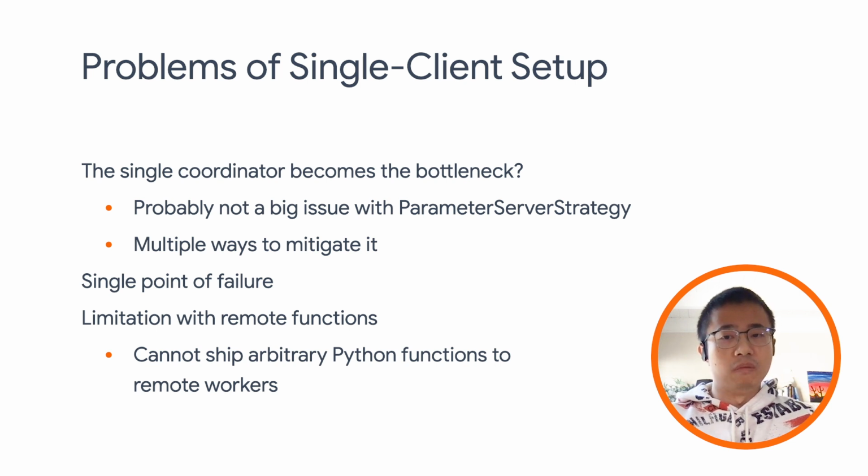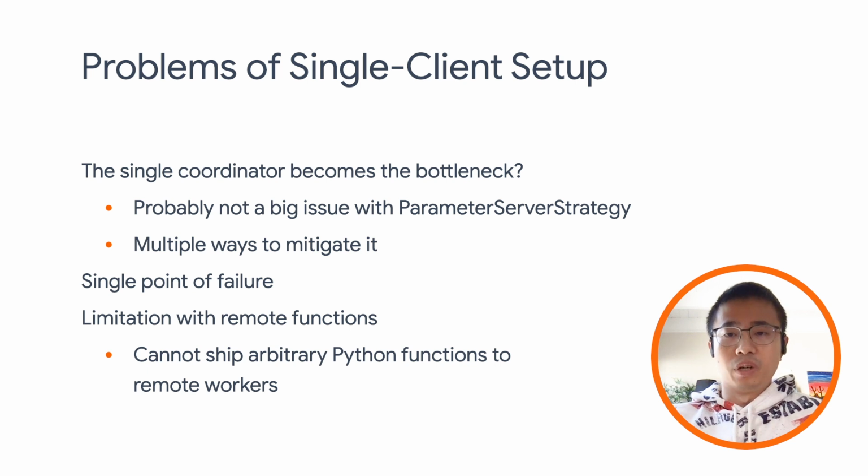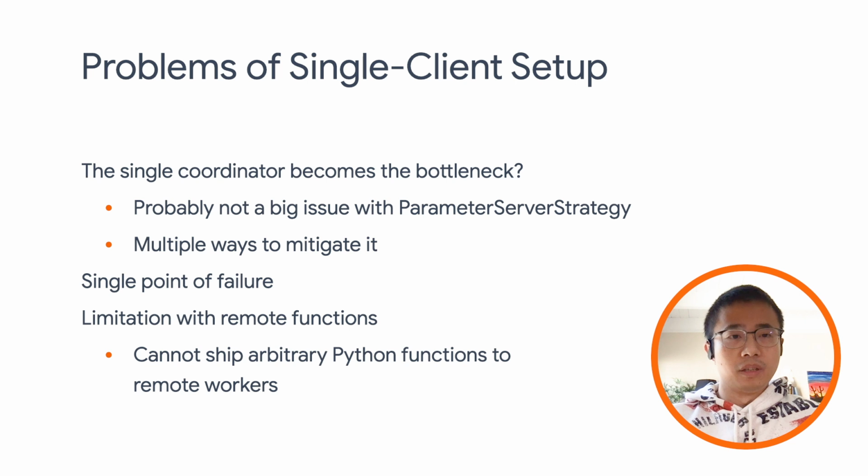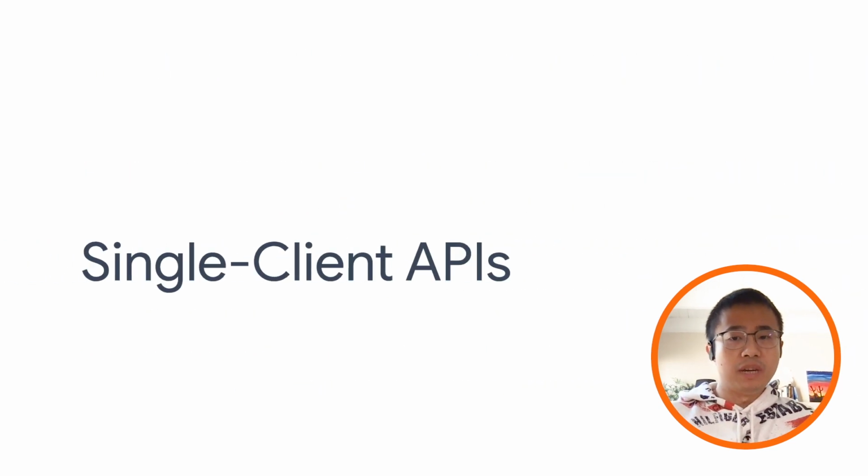The coordinator will become a single point of failure, but training cannot continue with a parameter server going down as well. And it's not impossible to mitigate it. Another limitation is current TensorFlow only supports remote tf.function. It cannot ship any arbitrary Python function to remote workers. So let's take a look at the APIs for this single client architecture.